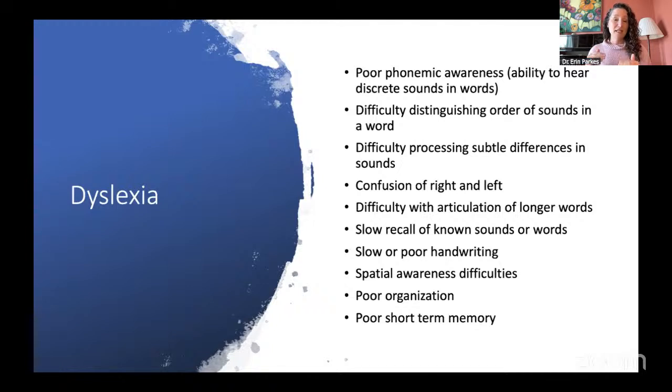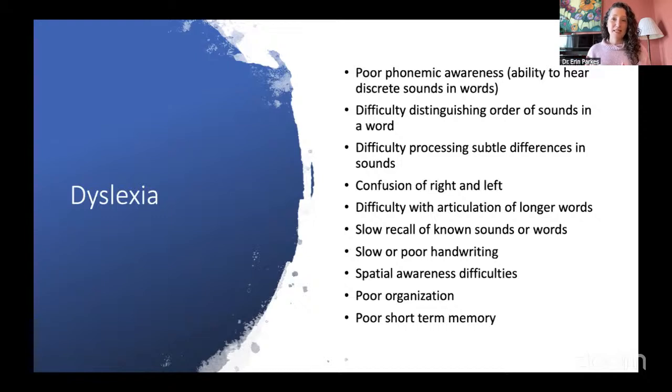We think of dyslexia as very much a reading disability, but it's a language disability. So it's also listening to words. So not being able to separate them necessarily when you're seeing them. So often we hear of things like not recognizing the spaces between words and that kind of thing, but also hearing the sounds. So difficulty distinguishing the order of sounds in a word. So it just becomes kind of jumbled.